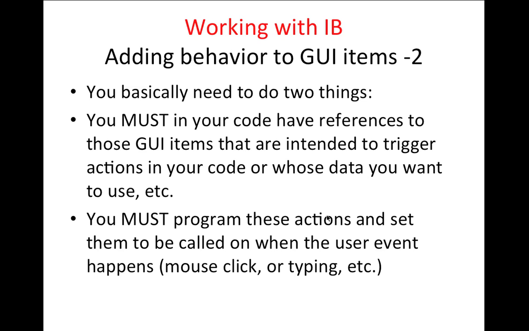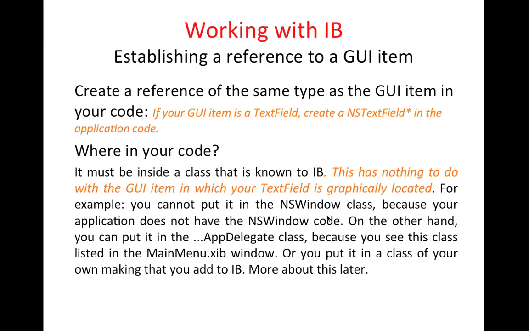And then when the program runs, the code knows about this button and the action that's associated with it. You're pretty much just connecting the dots in terms of the behavior. So you have to tell your code there's a reference to the GUI, and then you must program those actions and set them to be called when the user event happens, like mouse click or typing. We're creating the GUI items, telling the code about them, and creating the actions for them. Voila, we put the pieces together and all of a sudden we have a working component.